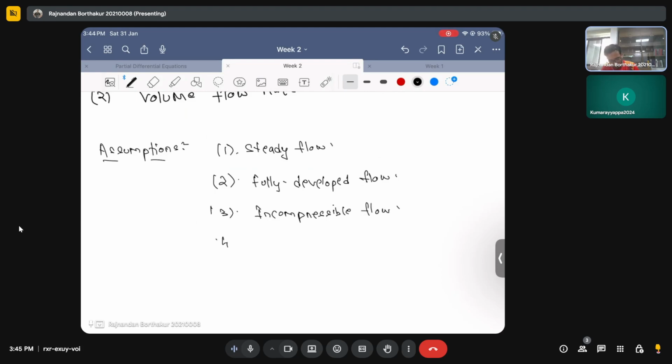And also, we'll consider here that there are no body forces inside the fluid. So, no body forces.